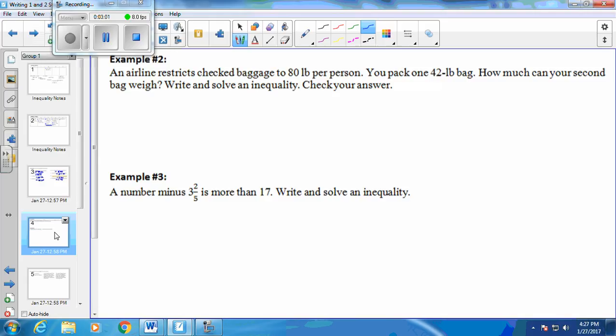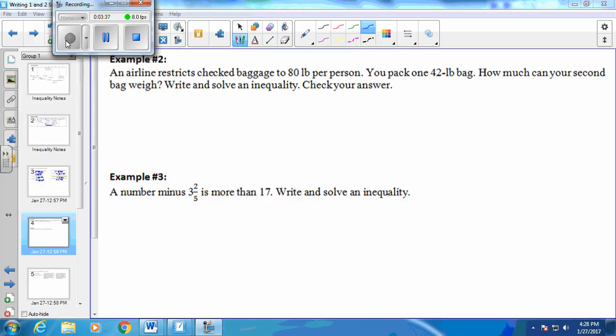So question number 2 says that an airline restricts checked baggage to 80 pounds per person. You pack one 42-pound bag. How much can your second bag weigh? Write and solve an inequality. Now you can write your inequality different ways and still end up getting the same answer. So yours might end up looking slightly different than mine, or your thought process might have been a little different than where I started.